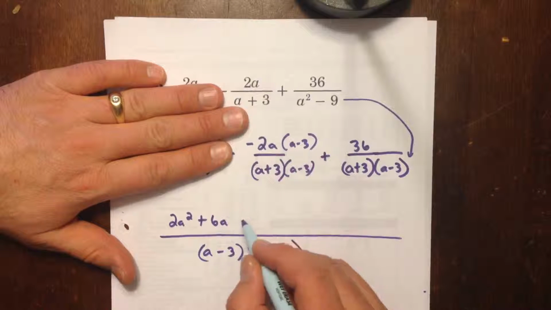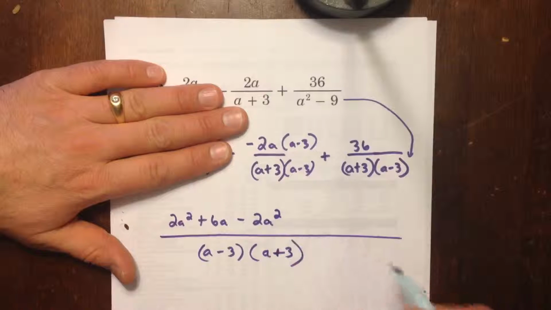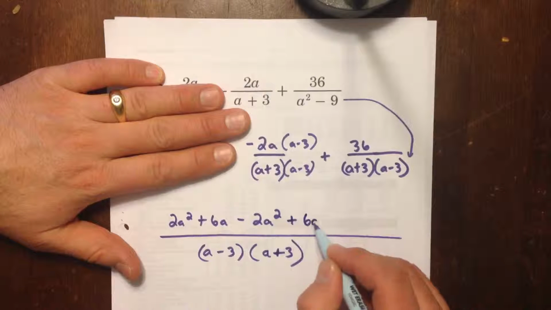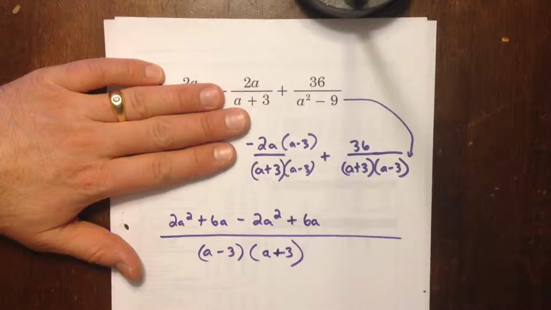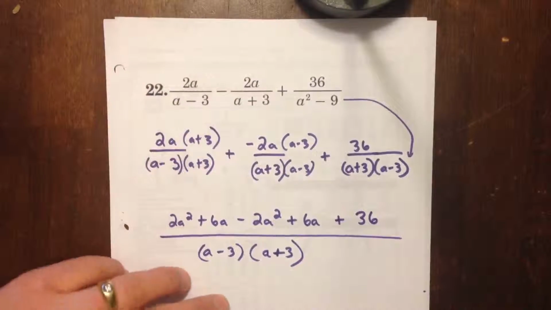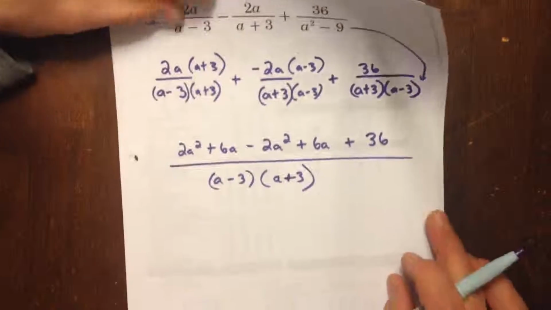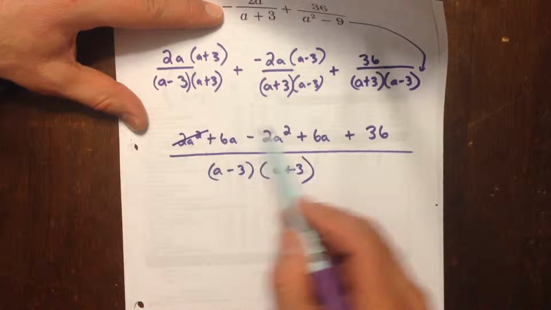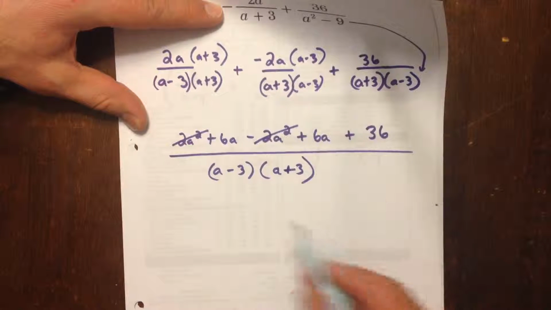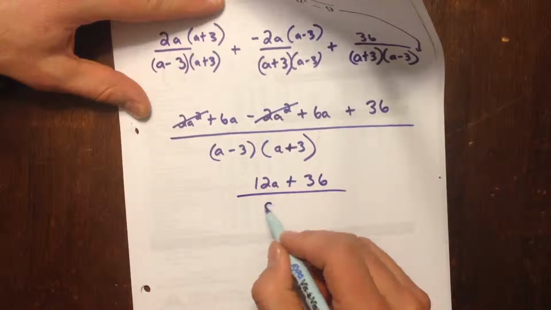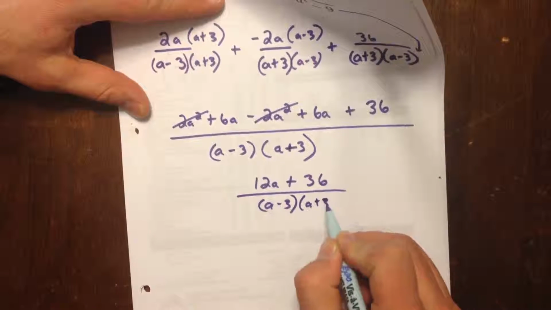So here we go. That's negative 2a squared plus 6a. And then I have 36 on the top there. I didn't do anything with that one. Alright, so something happens here that hasn't happened before is that I have a positive 2a squared and a negative 2a squared. So those two are opposites. They're going to cancel out. Alright, so what I have is 12a plus 36 over a minus 3, a plus 3.